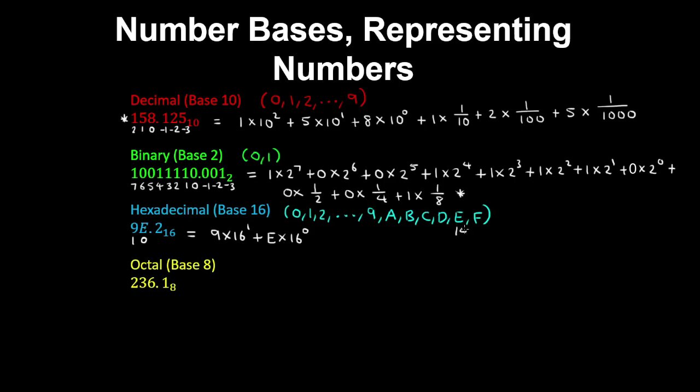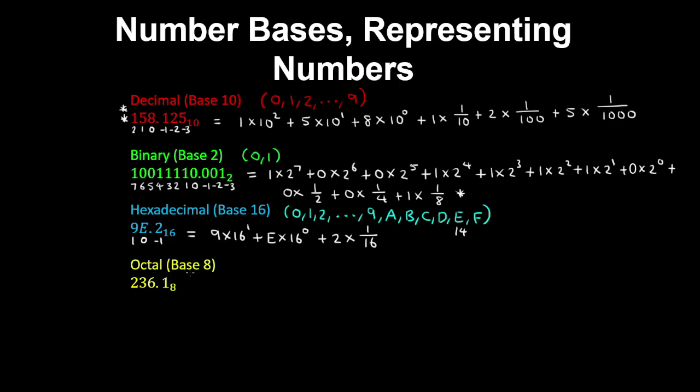And E is 14. And to the right of the decimal place, we multiply by negative powers of 16, so negative 1, negative 2, and so on. So what we have is 2 by 16 to the negative 1, or 1 on 16. And then evaluating this sum gives you the same number in decimal representation.